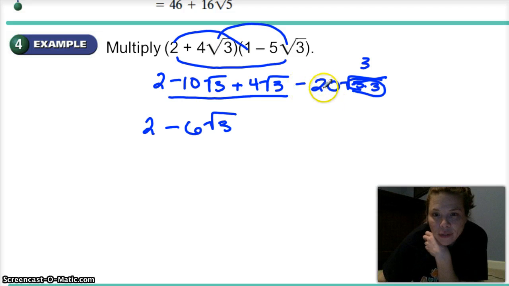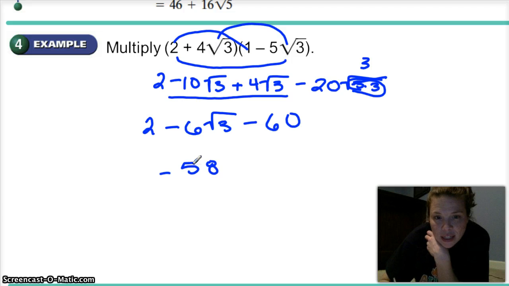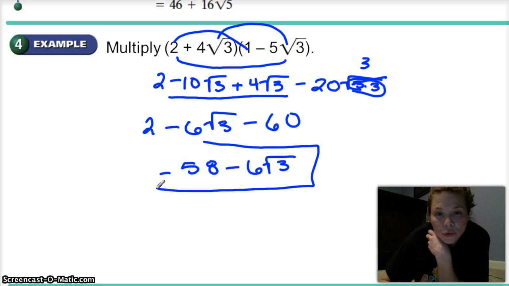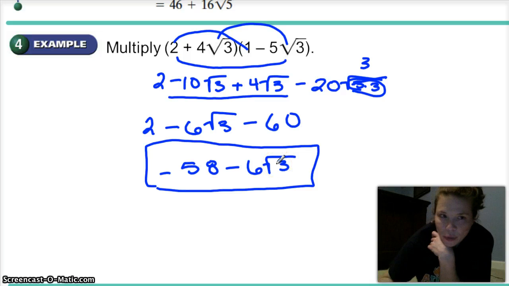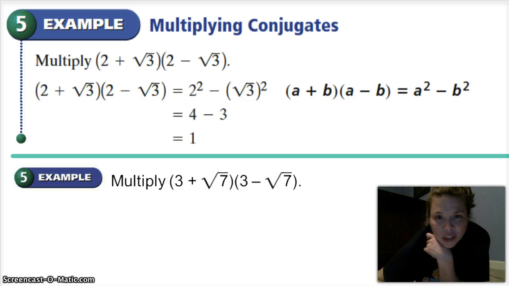And then we have negative 20, or minus 20 times 3. 20 times 3 is 60, so we're going to put that in. 2 minus 60 is going to give us negative 58. Negative 58 minus 6 root 3. Now this is your final answer because you do write it in the form of the constant and then the irrational term. Okay, so moving along to the next one, multiplying conjugates.